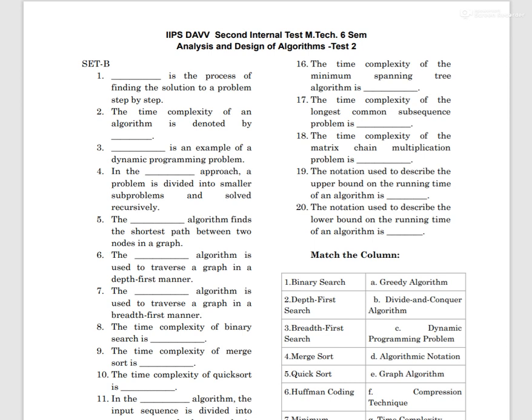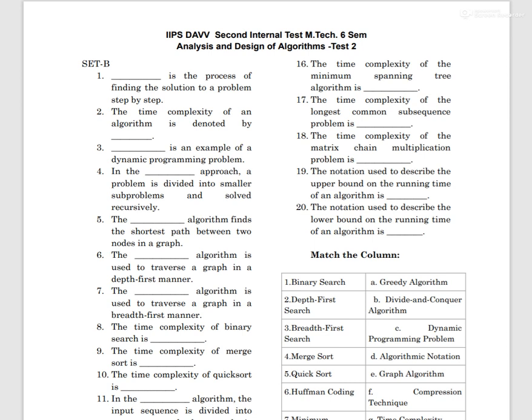Question number 19. The notation used to describe the upper bound on the running time of an algorithm is, the upper bound or the tight upper bound can be described using the big O notation. So the correct answer for this question is big O notation. Question number 20. The notation used to describe the lower bound on the running time of an algorithm is, so here the correct answer is omega notation.